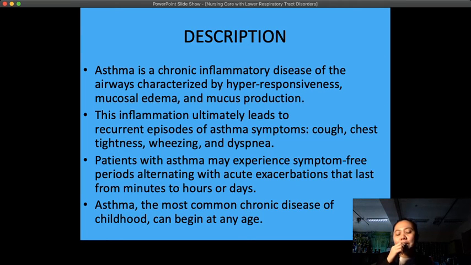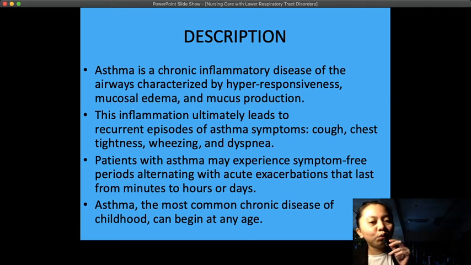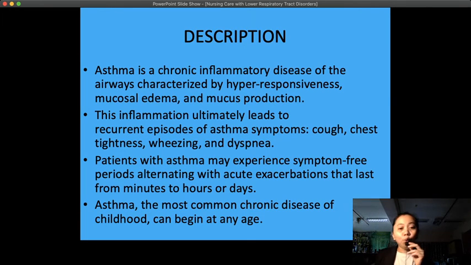So, there would be chest tightness, wheezing, and dyspnea. So, patients with asthma may experience symptom-free periods alternating with acute exacerbations that last from minutes to hours or days. So, asthma, the most common chronic disease of childhood, can begin at any stage or at any age.